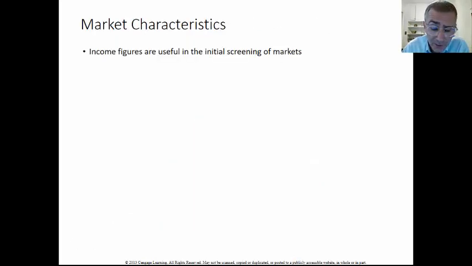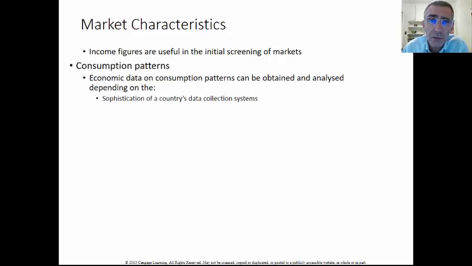Market characteristics. Excuse me. Income figures are useful in the initial screening of markets, so you're trying to look at that. You also look at consumption patterns. Economic data and consumption patterns can be obtained and analyzed. It depends on the sophistication of a country's data collection system. Obviously, very, very poor countries have better things to do than running a census or trying to figure out how much people are spending. So the data is not always reliable throughout the world.